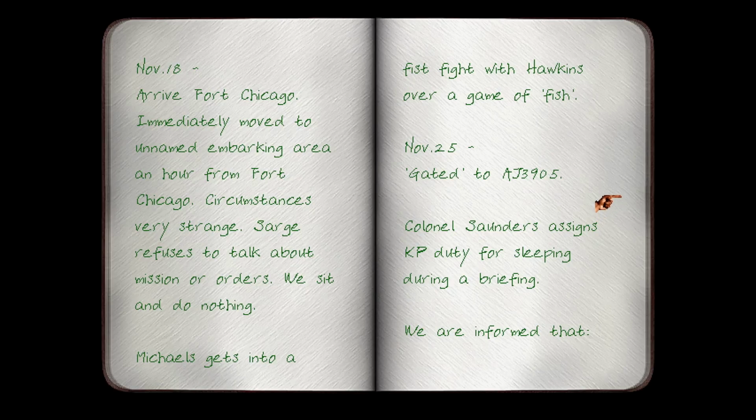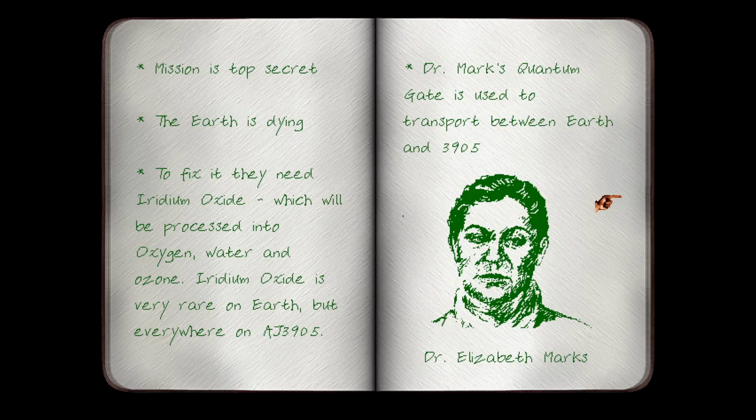Colonel Saunders assigns KP duty for sleeping during a briefing. No, that was the Sarge that assigned KP duty, I believe. I think. We are informed that mission is top secret. The Earth is dying. To fix it, they need iridium oxide, which will be processed into oxygen, water, and ozone. Iridium oxide is very rare on Earth, but everywhere on AJ3905. Dr. Marx's quantum gate is used to transport between Earth and 3905.